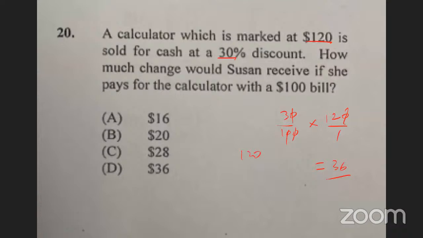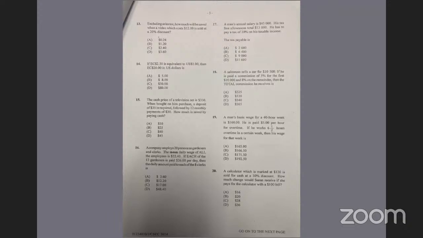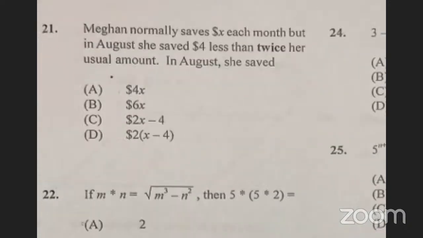So that's 120 minus 36. So that's 84, I think. That's $84. So if she paid with 100, you do 100 minus 84, so that would be $16. So that's Apple. Make sure you read the questions out to make sure you're doing the right thing.